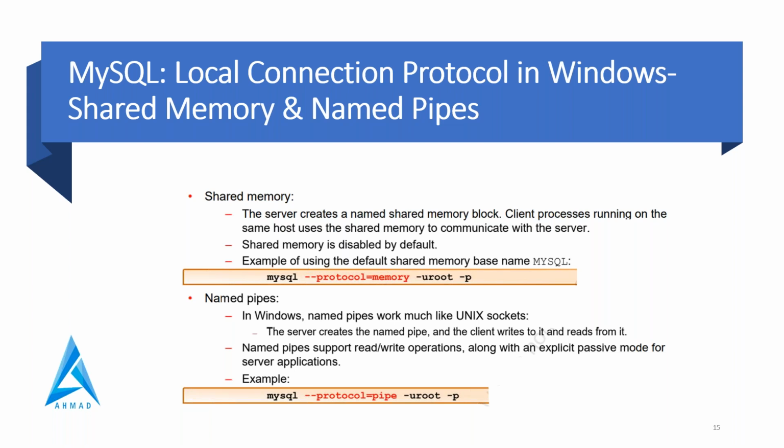And if you are using a named pipe, in Windows, named pipes work much like Unix sockets. The server creates the named pipe, and clients write to it and read from it. A named pipe supports read and write operations, along with an explicit passive mode for server applications. So how can you do that? You can type --protocol=pipe.